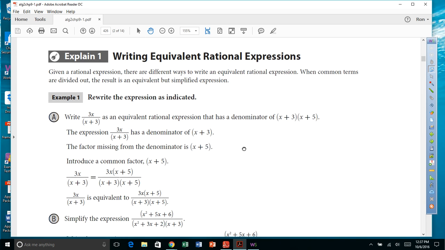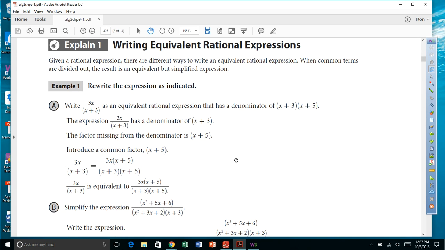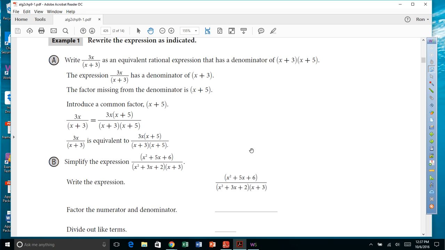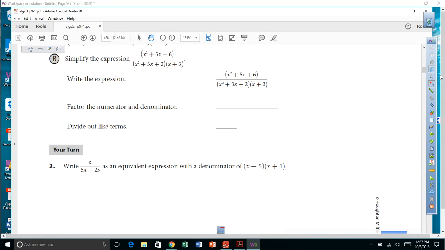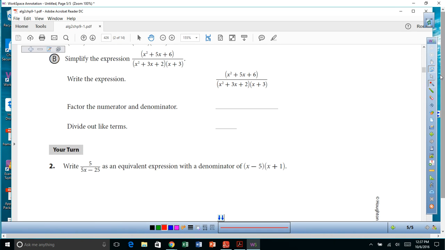Writing equivalent rational expressions. Okay, go ahead and read A, and when you get back, we'll do B together. Glad you're back. Simplify the expression x squared plus 5x plus 6 divided by x squared plus 3x plus 2 times x plus 3. Okay, so first write the expression.